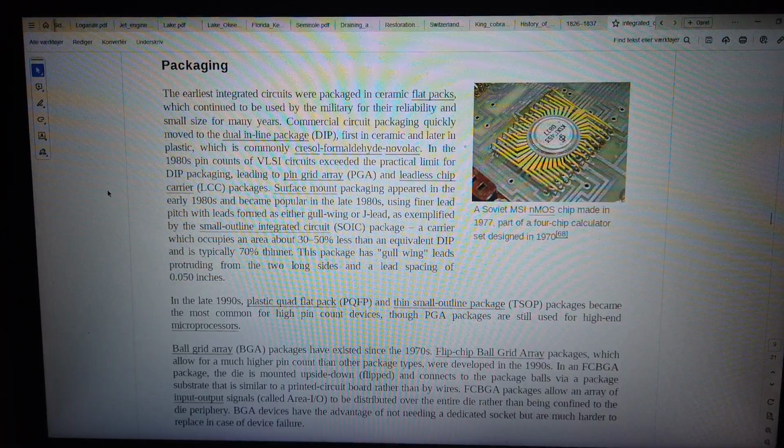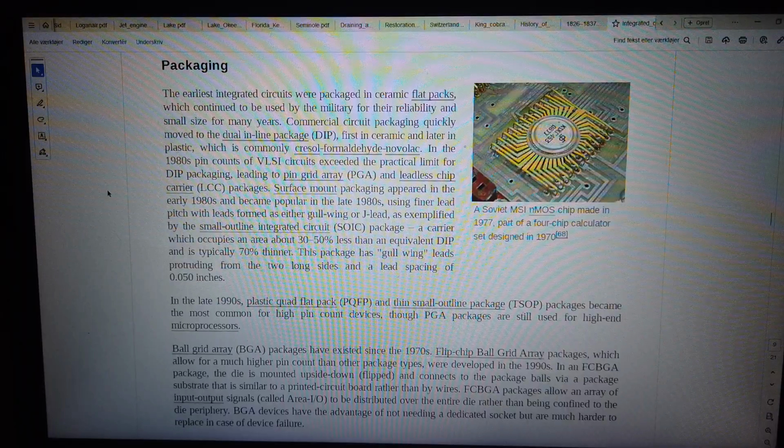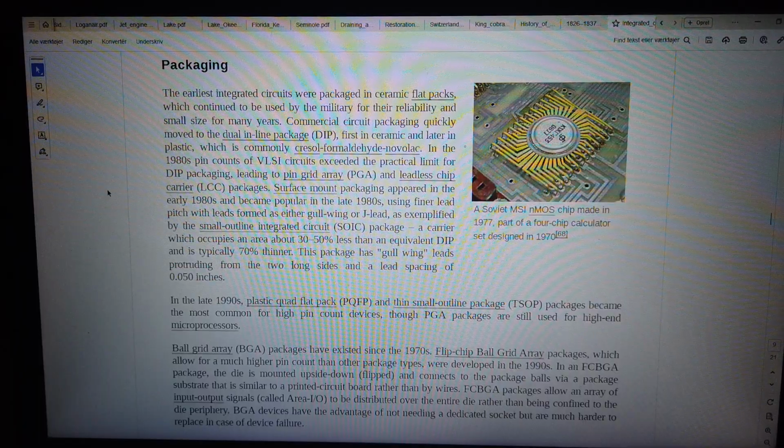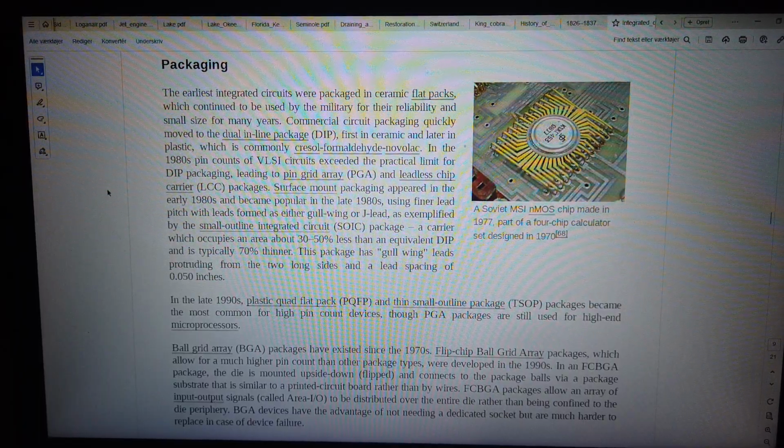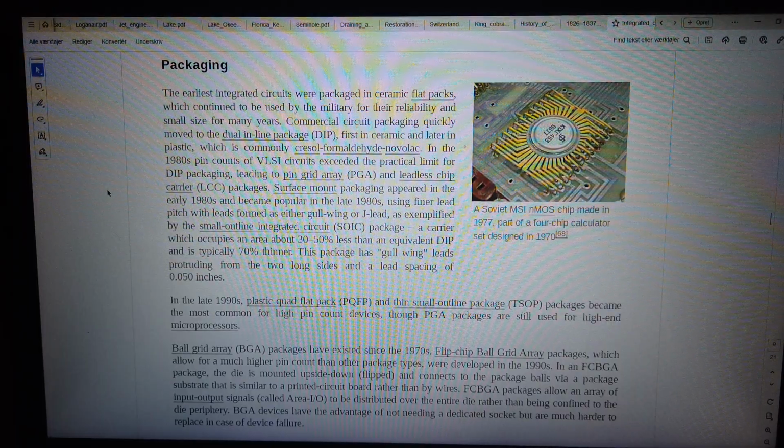Surface mount packaging appeared in the early 1980s and became popular in the late 1980s, using finer lead pitch with leads formed as either gull-wing or J-lead, as exemplified by the small outline integrated circuit, SOIC, package.